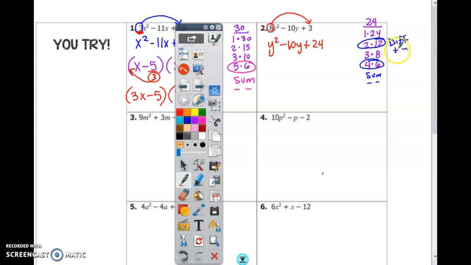When you multiply these two, positive times a negative, what does it give you? A negative. Is this a negative? No, it's a positive. Negative times a negative is a positive. So this is my correct answer, not this one. Okay? And they're both going to be negative because the middle sign is negative. So here we go. Write them down. y minus 4 and y minus 6.